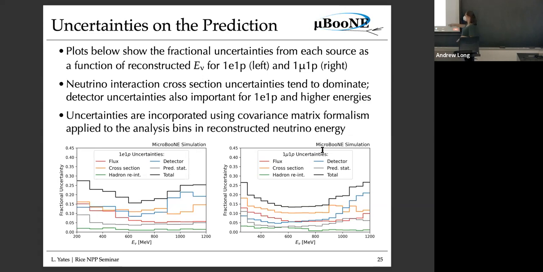And it has to do with the software tools. So all the cross section systematics, including the FSI, come from our neutrino event generator called GENIE, which doesn't really matter, but that's what it's called. And then the hadron reinteraction is handled separately by GEANT4. So because they're coming from two different places, they get two separate lines on this plot.